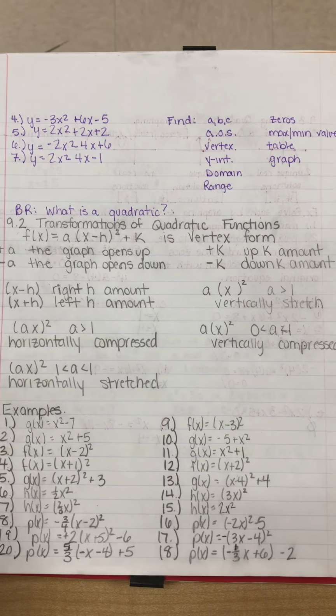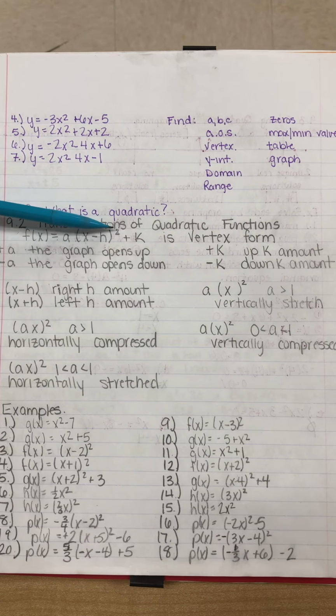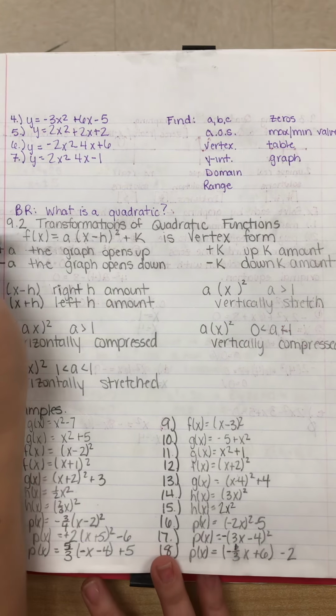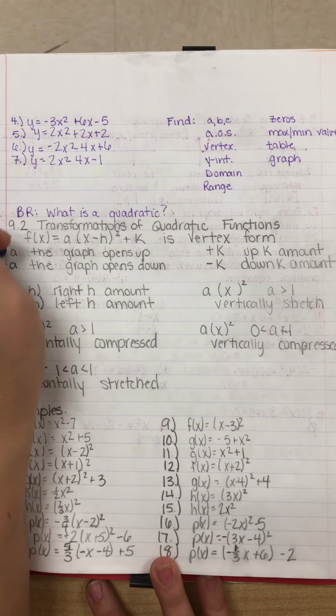This next section is 9.2, transformations of quadratic functions. So you've already learned about transformations about linear functions. We're just going to talk about quads now. So the only difference is it has a little squared on it. It has to because it's a quadratic. So the function looks like this. F of x equals a(x minus h)² plus k. Okay?